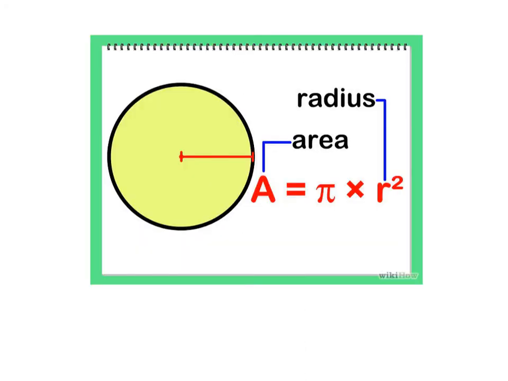To calculate the area of a circle, we multiply pi times the radius squared. So remember that when you're using the area formula, we need to follow order of operations. Once you determine what the radius of the circle is, you would square that number and then multiply by pi.